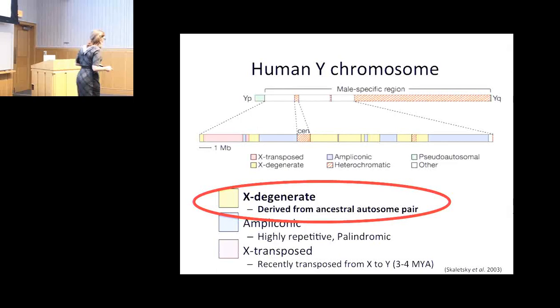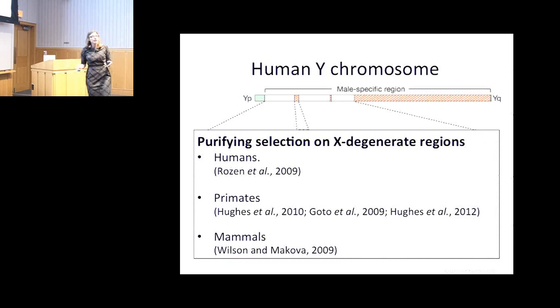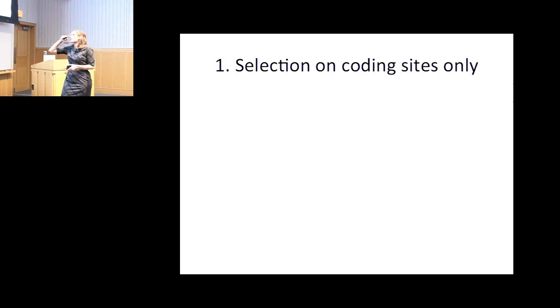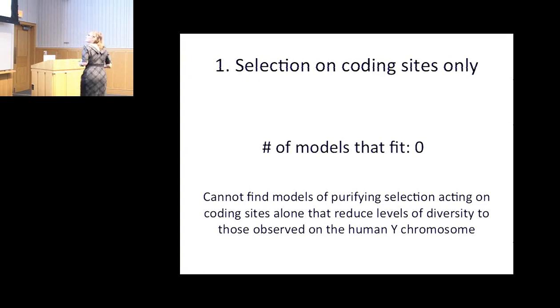Some work that other people have done in humans and primates, and work that I've done in mammals, has shown that purifying selection is still acting on these regions. So it seems reasonable to expect that purifying selection acting on the X degenerate regions might be sufficient to reduce Y diversity. We looked at a variety of models with different strengths of selection and distributions, and none of them fit. So a model of purifying selection acting just on the coding regions is not sufficient. We can check that off our list.